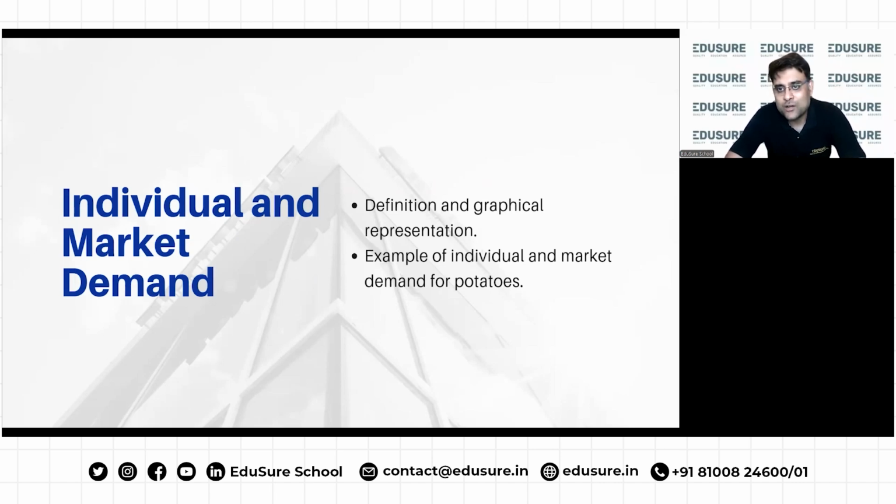So, for example, if Raghu is willing to buy 3 kg of potato at a price of 15 rupees, and Ahmed is willing to buy 1 kg of potato at the same price, the market demand will be 3 plus 1, that's equal to 4 kg of potato. 3 from the demand of Raghu and 1 from the demand of Ahmed. Market demand curves are simply the horizontal summation of individual demand curves. On a graph, the market demand will reflect the total quantity demanded by all consumers at each price level.